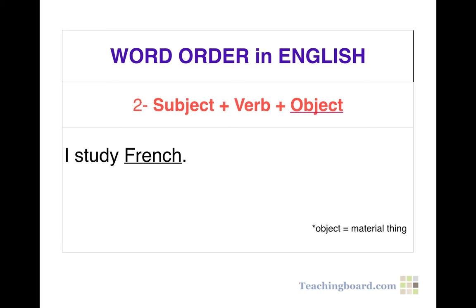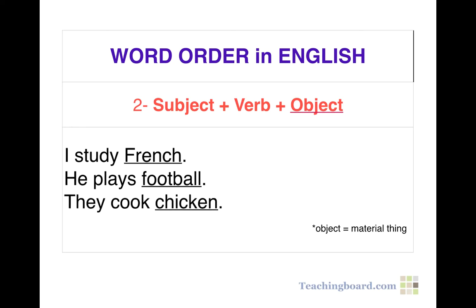We find the object in the sentence by asking the question, what? I study what? I study French. So French is the object. He plays football. He plays what? He plays football. So football is the object. They cook chicken. They cook what? Chicken. Chicken is the object. And we listen to music. We listen to what? Music. Music is the object.